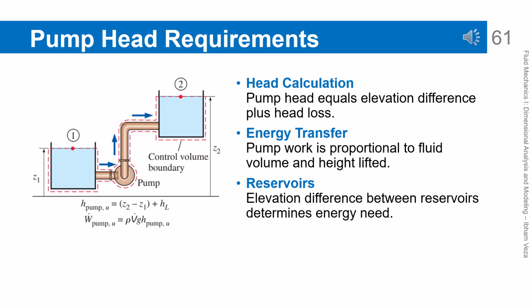Pump head requirements. Pump head is determined by the elevation difference between two reservoirs, plus all head losses in the system. The energy supplied by the pump is used to lift the fluid and overcome frictional losses. The larger the elevation difference and friction losses, the greater the required pump head. This concept is fundamental in pumping system design. Accurate calculation prevents selecting an undersized or oversized pump.